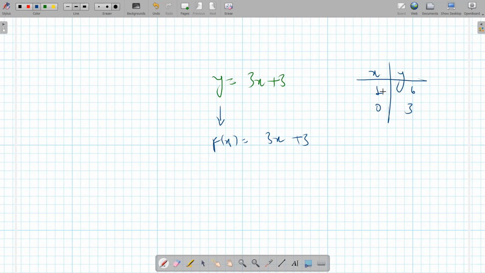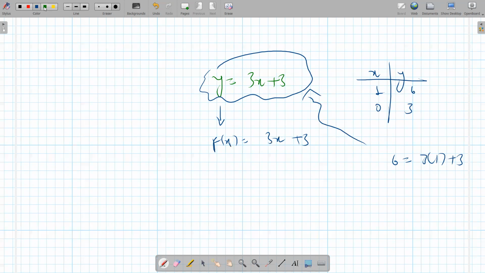I guess we could graph it, but we can't write this as 6 equals 3 times 1 plus 3. We could, but that doesn't tell us anything about what we're doing, or doesn't have any implication with what the function is. So in the new notation system, instead of writing it in this form, we're going to rewrite this as f of 1 equals 6.